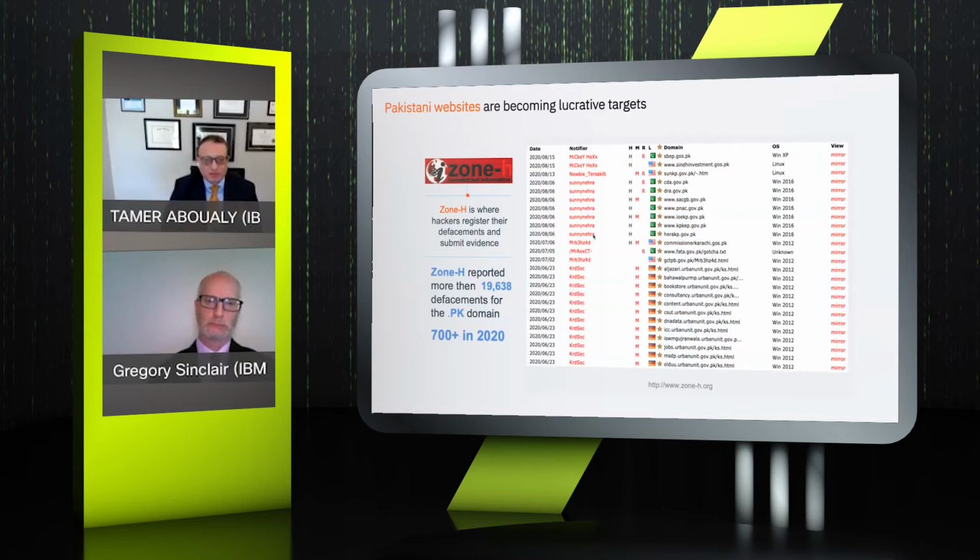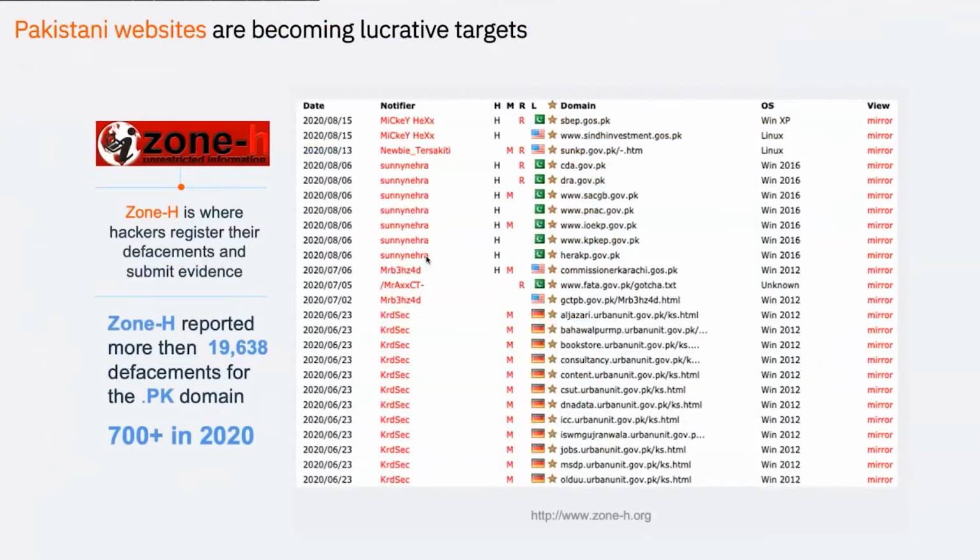So we wanted to understand more about threat and vulnerability in Pakistan. A good indication to understand if servers are being configured correctly or patched is to take a look at defacement. This is called Zone H. This website records many defacements in all sorts of countries. So you go to the website, search for the Pakistan domain, and search for the amount of defacement.